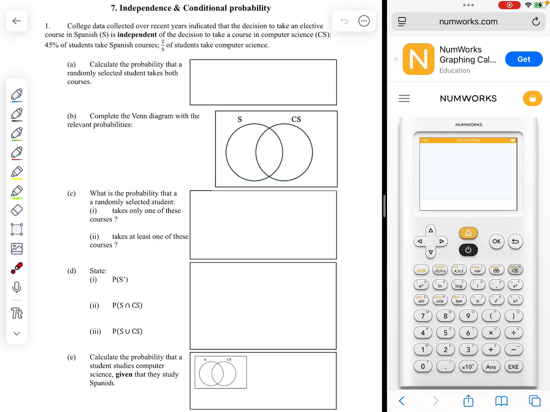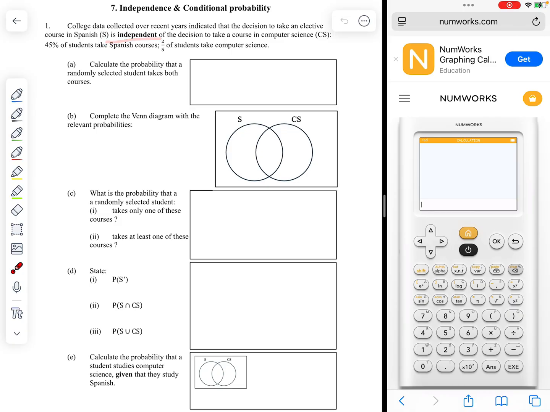Question 1. College data collected over recent years indicated that the decision to take an elective course in Spanish is independent of the decision to take a course in computer science. 45% of students take Spanish courses, 2/5 of students take computer science. A. Calculate the probability that a randomly selected student takes both courses.